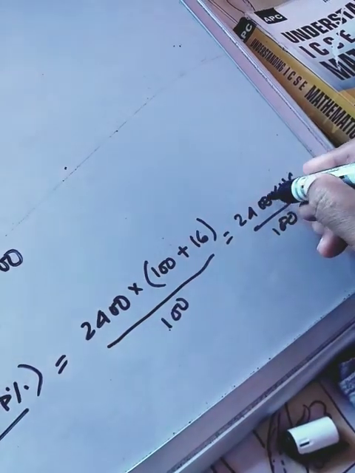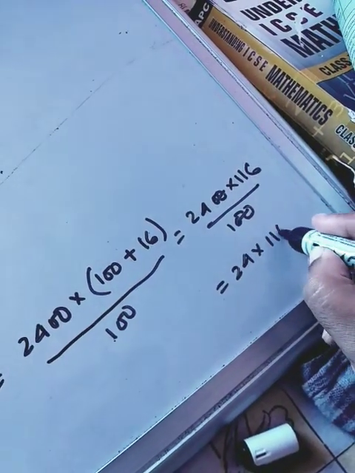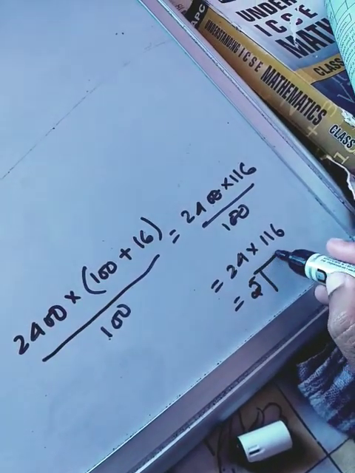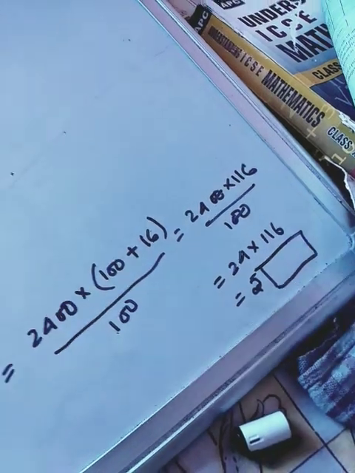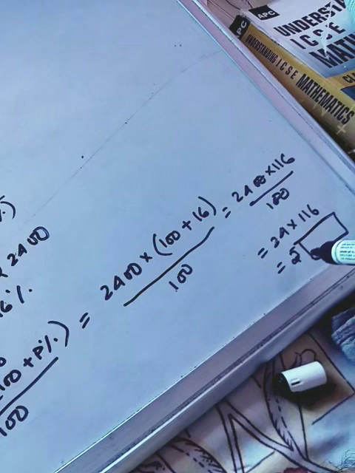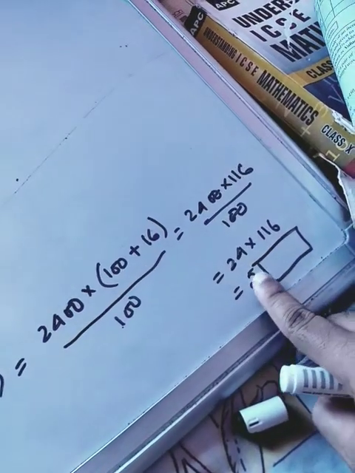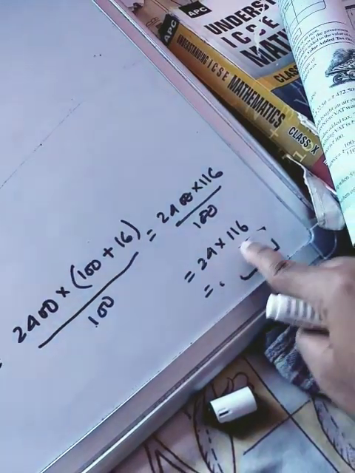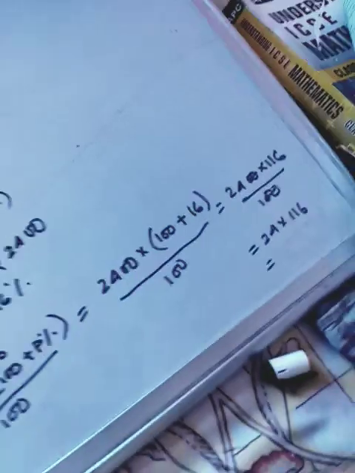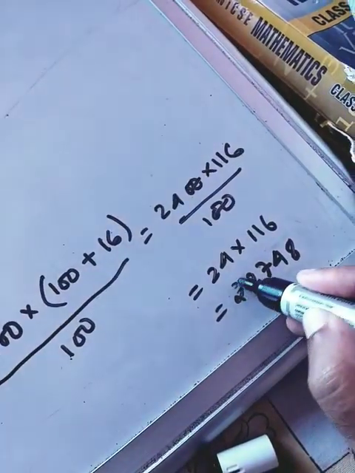Now if you reduce this, the answer will be 24 into 116. Now this is the place where you have to solve it. I will not solve it anymore. You just write your own answer after multiplying. So you will get the final answer. But this is not the answer. They have asked to find the selling price of one article. So we have to get the answer, students. 24 into 116, and this is the answer, that is 2,748 would be the solution.